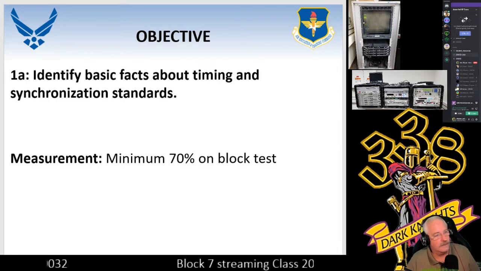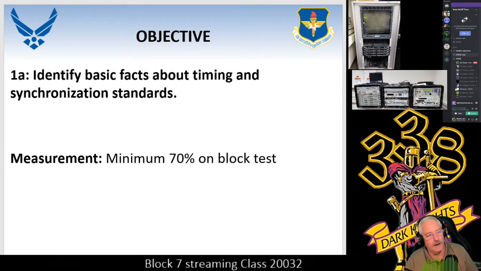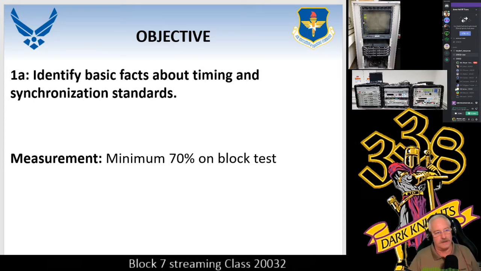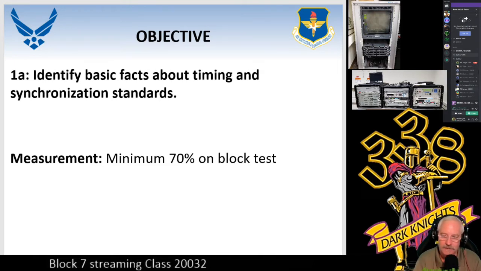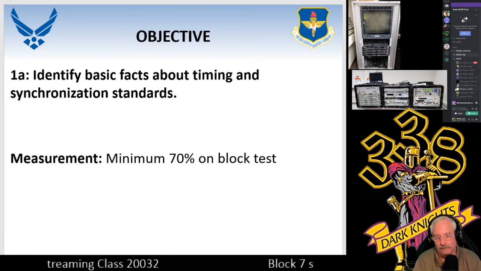Okay, first one up is welcome to Block 7. Objective 1 Alpha, identify basic facts and timing about synchronization standards. Now, with this particular test, oh my goodness, it is 40 questions long. That means you have to score or get correct 28 questions. You can only miss 12.